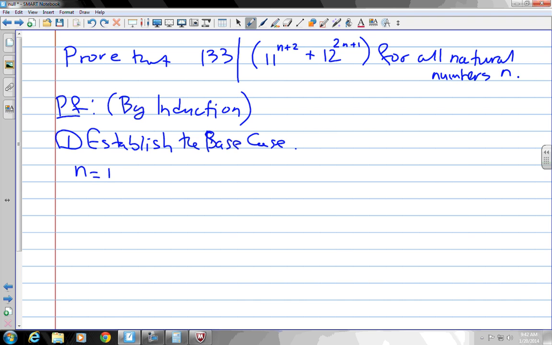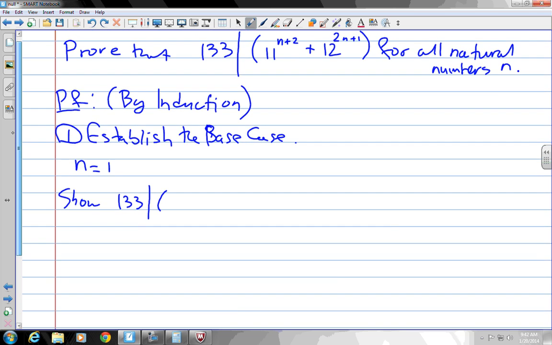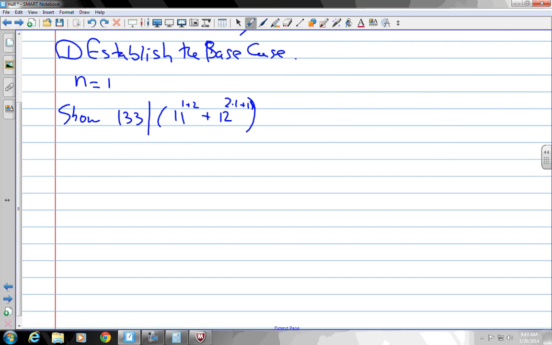So that means n equals 1. So we need to show that 133 divides 11 to the power 1 plus 2 plus 12 to the power 2 times 1 plus 1, right? So what is this? This is 11 cubed plus 12 cubed. Is that right?